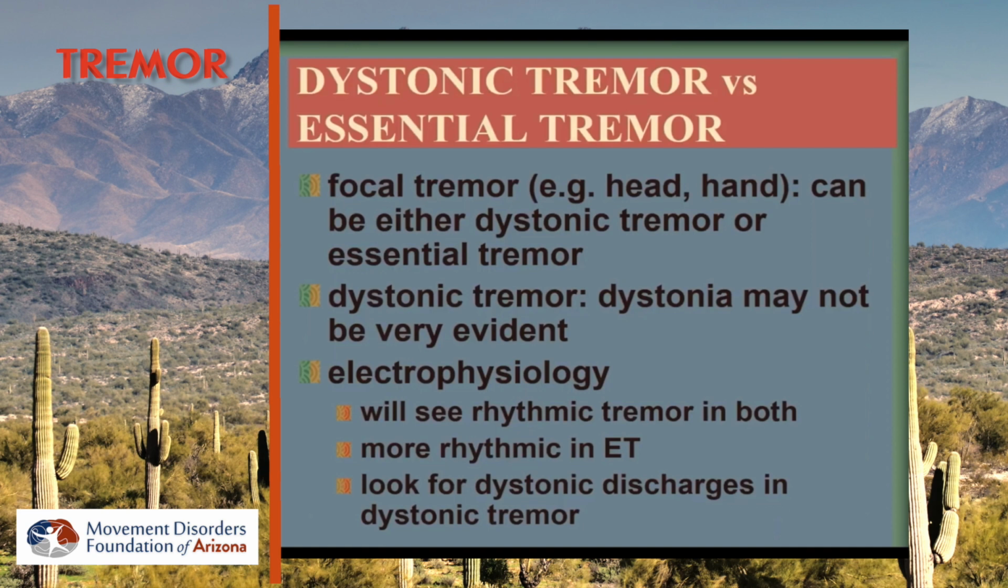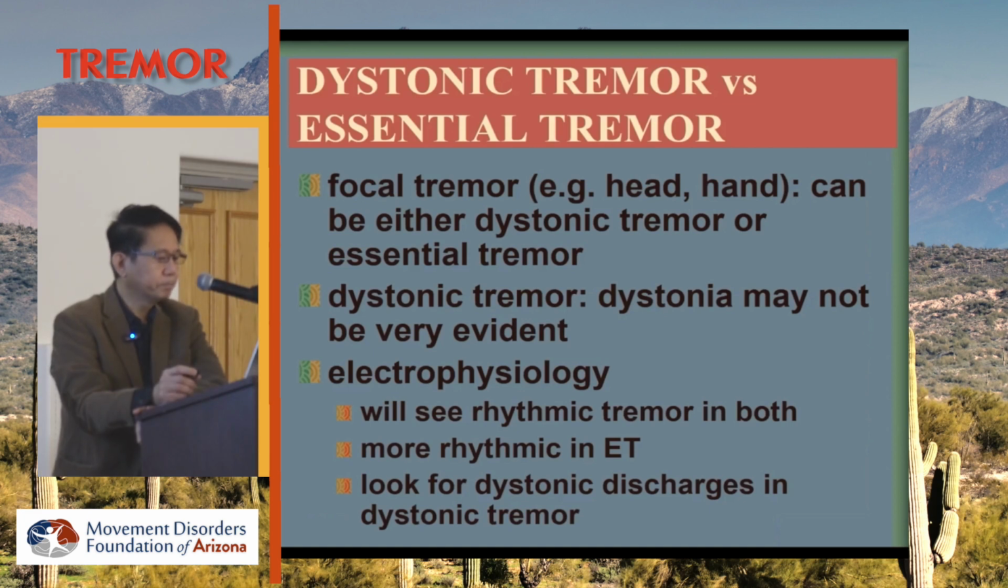Okay, and then the other tremor I want to talk to you about would be dystonic tremor. So dystonic tremor means tremor in a part of the limb, or the body, I should say, or even the head with dystonia. And this is frequently mistaken as either essential tremor or even a Parkinson's tremor.